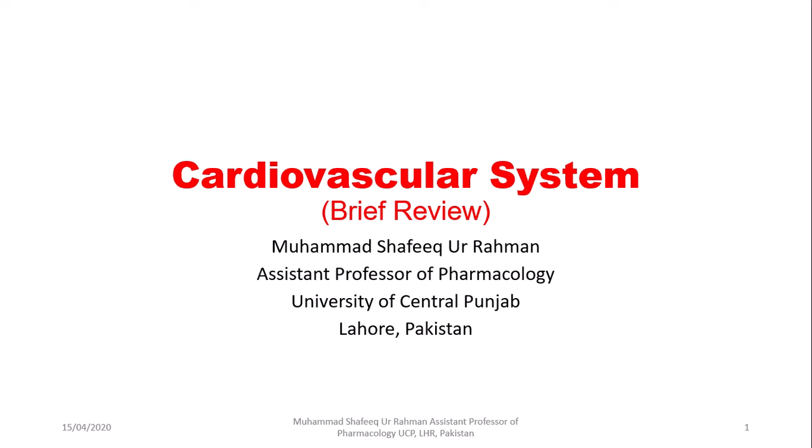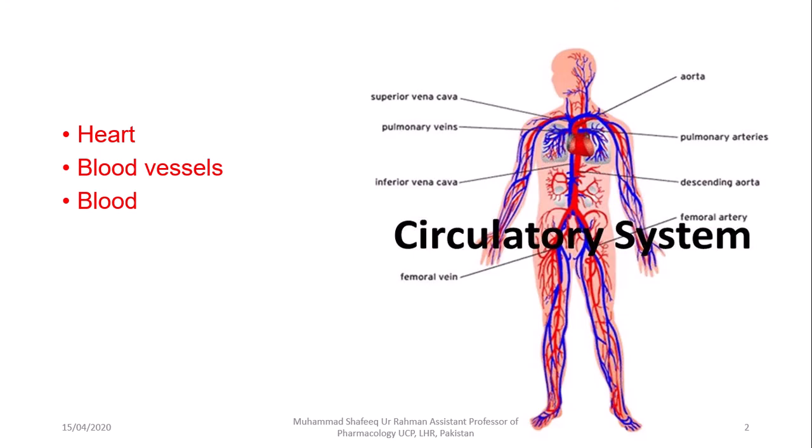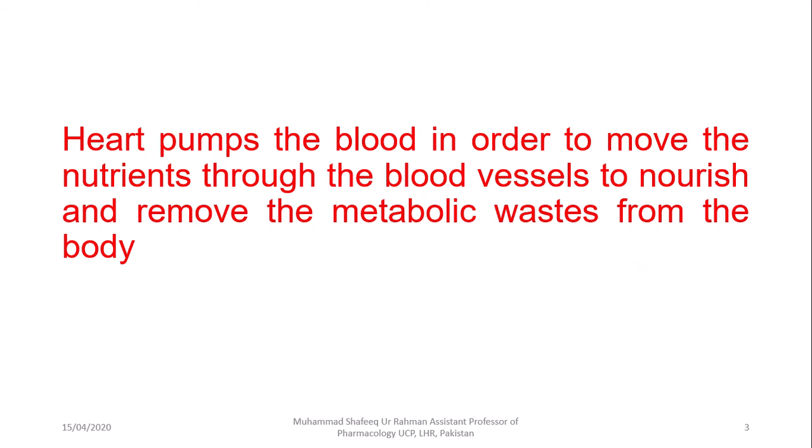The cardiovascular system is also known as the circulatory system. It is a transportation system of the body. The major structures that make it possible are the heart, blood vessels and blood. Simply said, the heart pumps the blood in order to move nutrients throughout the blood vessels to nourish and remove the metabolic waste from the body.